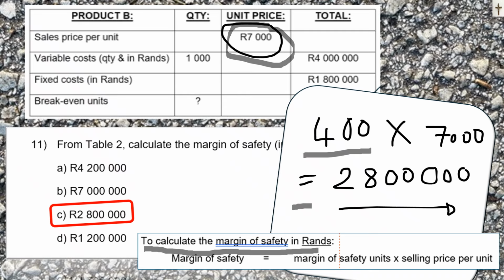So the margin of safety, there we go, the margin of safety in rands was the units that need to be sold to be safe times the selling price per unit, and there it is.